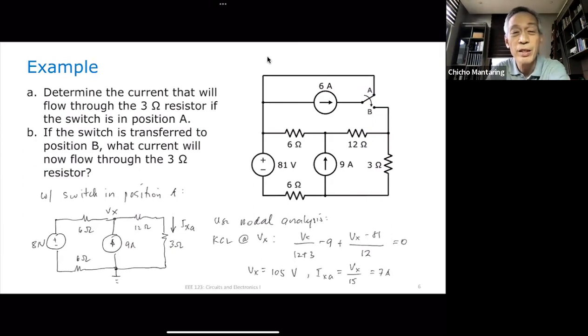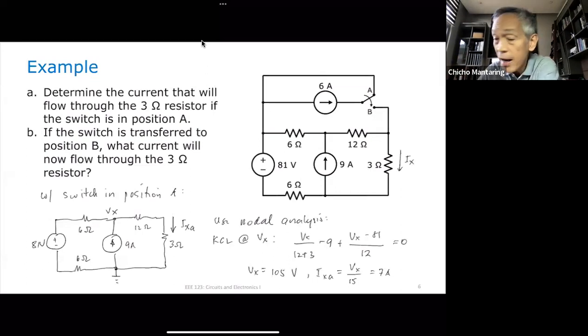Let me see if there's any question. So that is the current that flows through the 3 ohm resistor. Let me just call this I_x, since I already used the term. That's the current flowing through the 3 ohm resistor with these two sources acting together. I did not use superposition here in letter A, I just considered these two sources acting together. Of course, I could have used superposition.